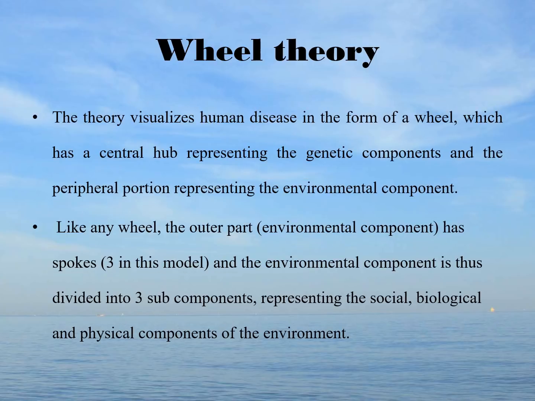And what does this say? The theory visualizes human disease in the form of a wheel, which has a central hub representing genetic components and the peripheral portion representing the environmental component. Like a wheel, the outer part has spokes and the environmental component is also divided into three subcomponents representing social, biological, and physical components of the environment.